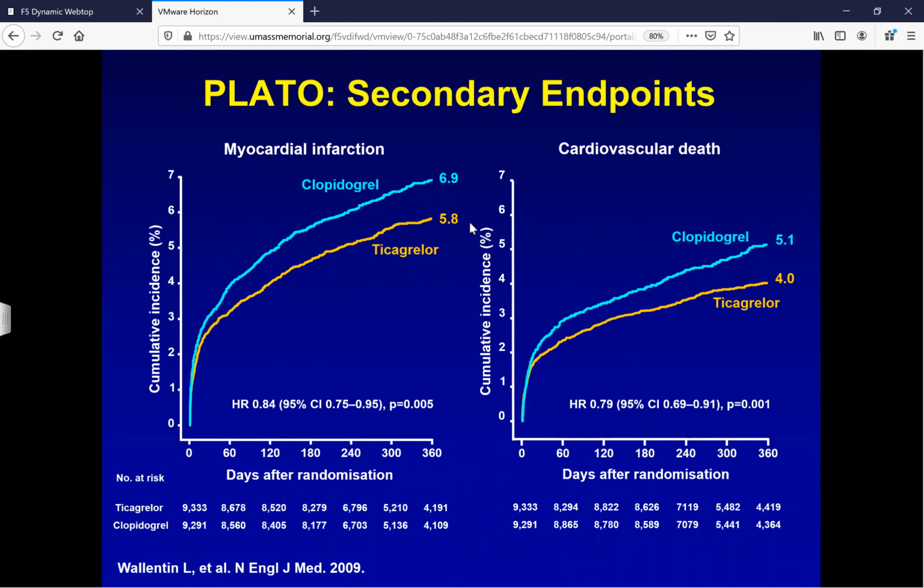When they looked at the MI, they found a significant difference, as well as the death. So this is why this is the only study or trial that actually was powered enough to look at the cardiovascular death. And Ticagrelor is the only drug that has demonstrated independently a difference in mortality. So that's why Ticagrelor became such a word of mouth and everybody started using it right away, because it impacted the mortality.